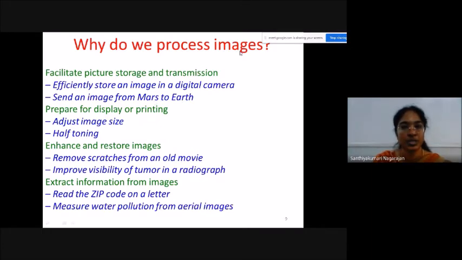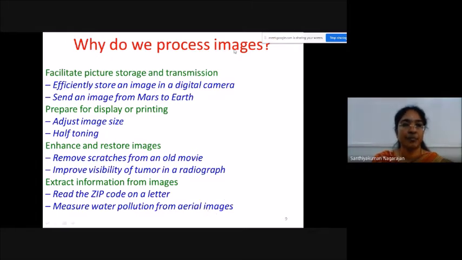Digital image processing is quality-oriented, and you can prepare images for display or printing by adjusting image size, halftoning, etc. And you can enhance and restore images, which means you can remove scratches from an old movie and improve the visibility of a tumor in a radiograph. And you can extract information from images, read the zip code on a letter, and measure water pollution from aerial images.